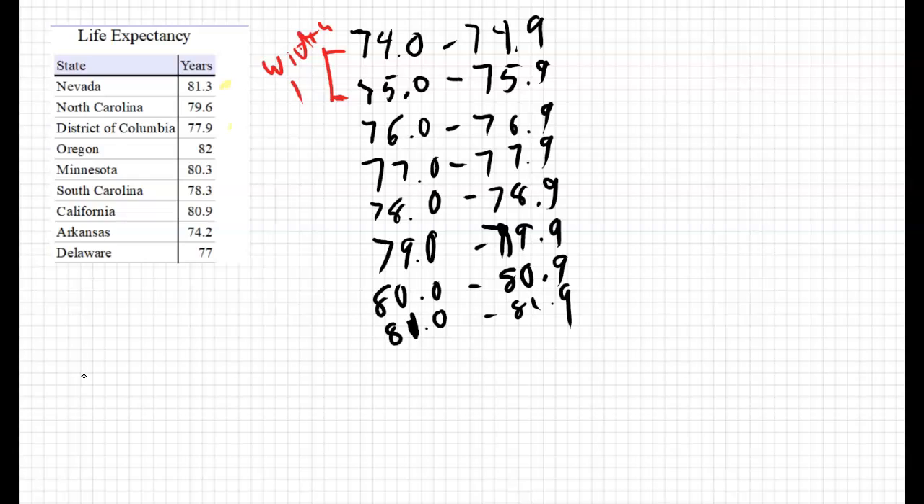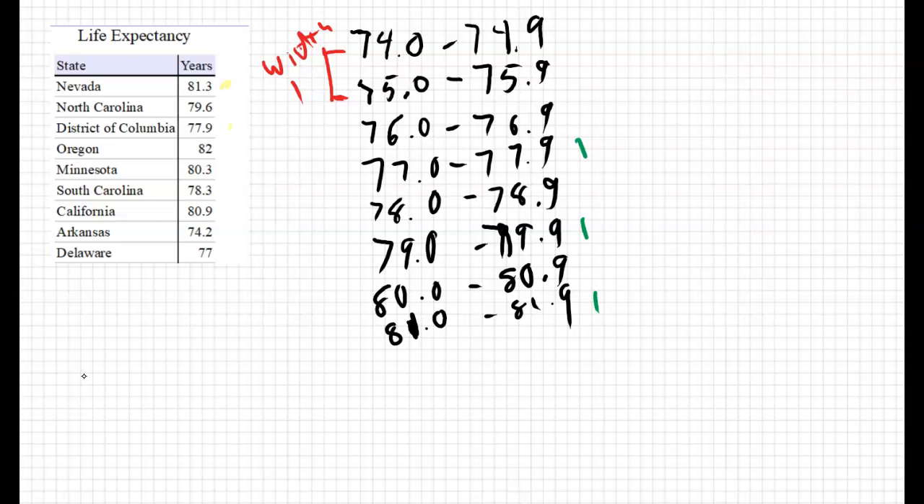Sometimes, especially when you have a lot of data, it's handy to make tally marks in each class first and then turn that into a number. This isn't too bad with this amount. So this first data point here, 81.3, will be in this last class. 79.6 is here, so I make a tally mark. 77.9 will be here.